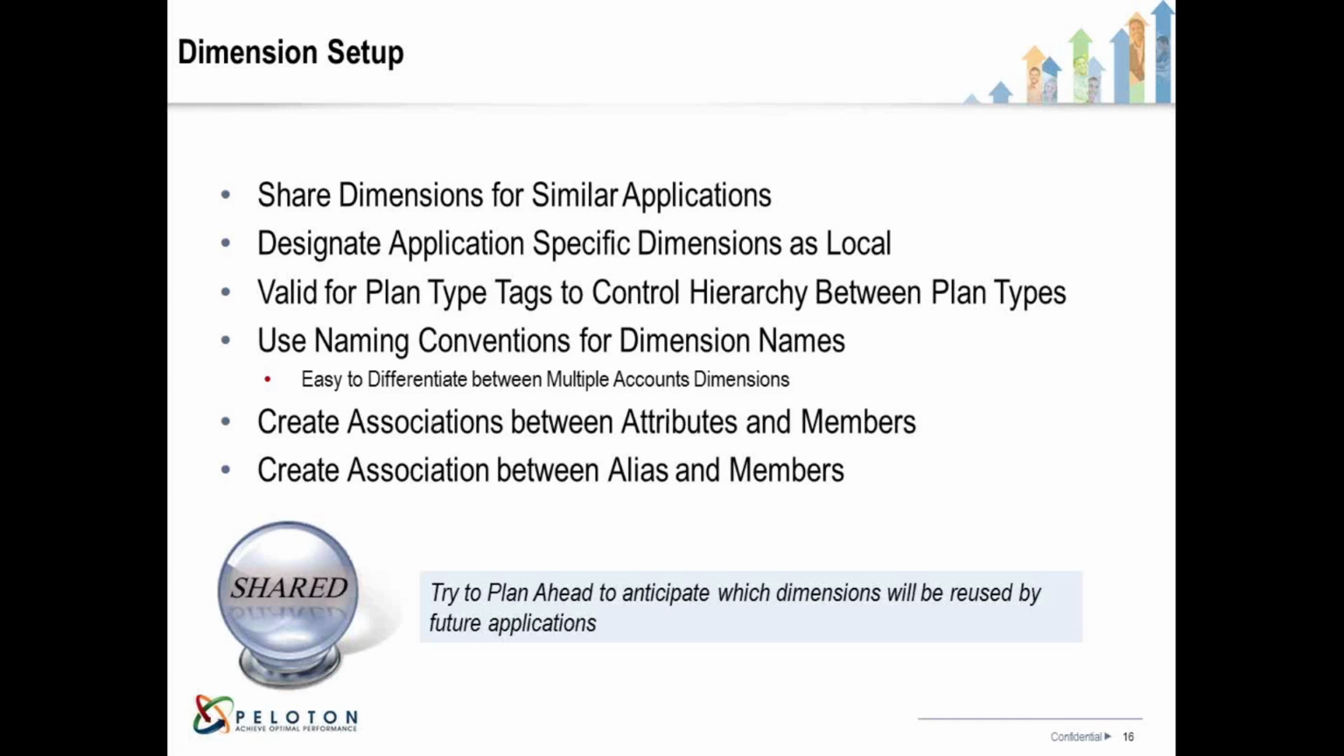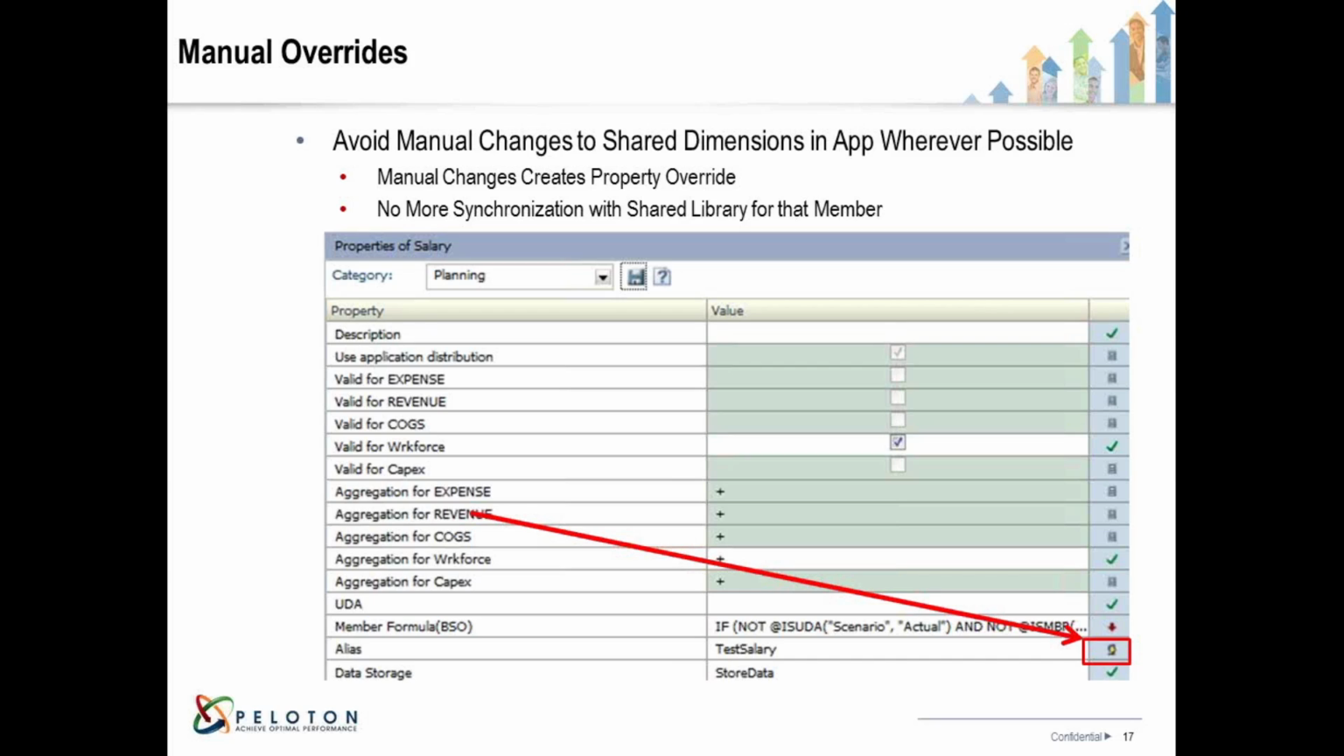With EPMA dimensions, you have the ability to perform manual overrides. So if you have a hierarchy where you have something like, for example, in this case, an alias that we want to change in one application, but we don't want that change replicating through to all applications where this is designated as shared. You can perform a manual override in the application where you want to make the change, and it won't automatically push through to the other applications.